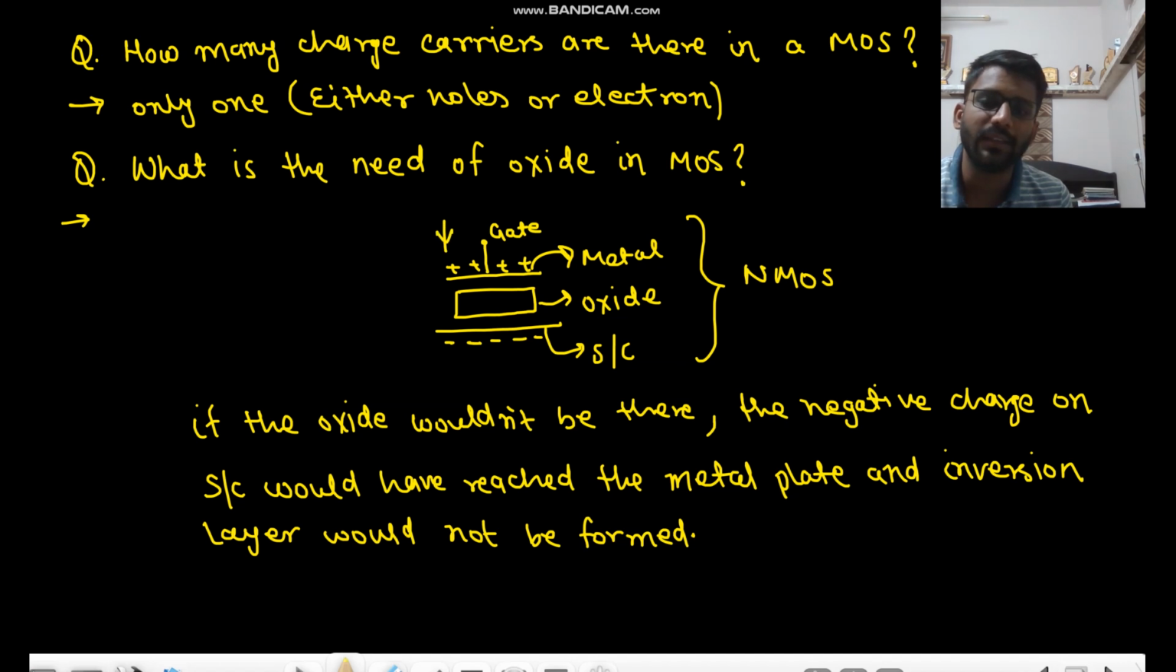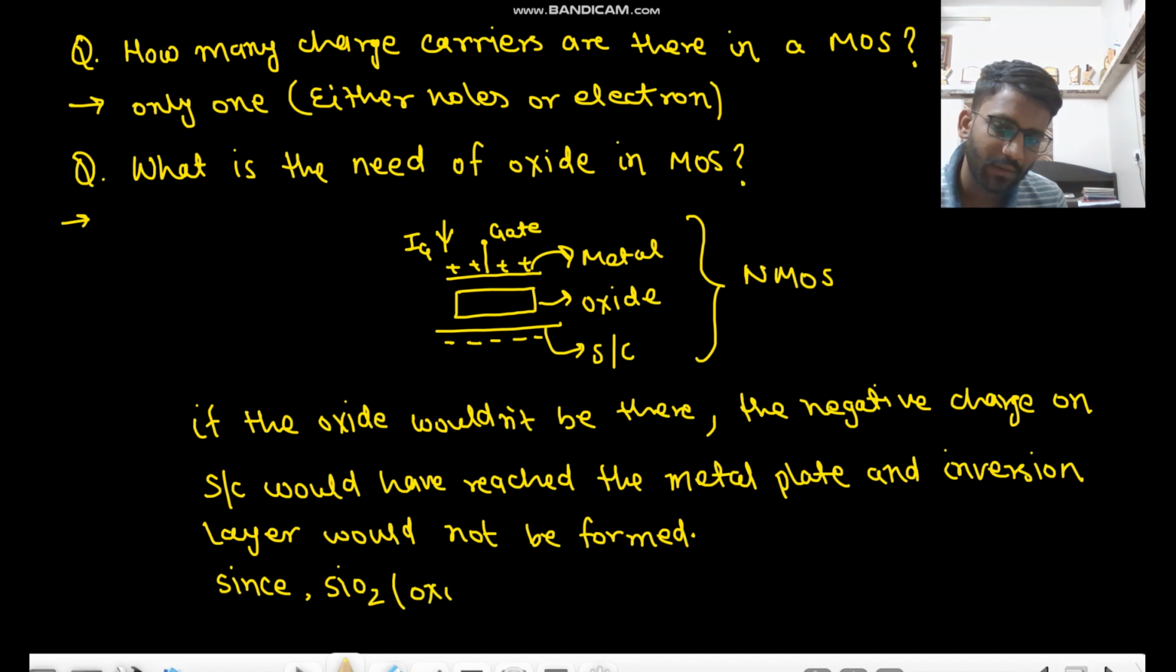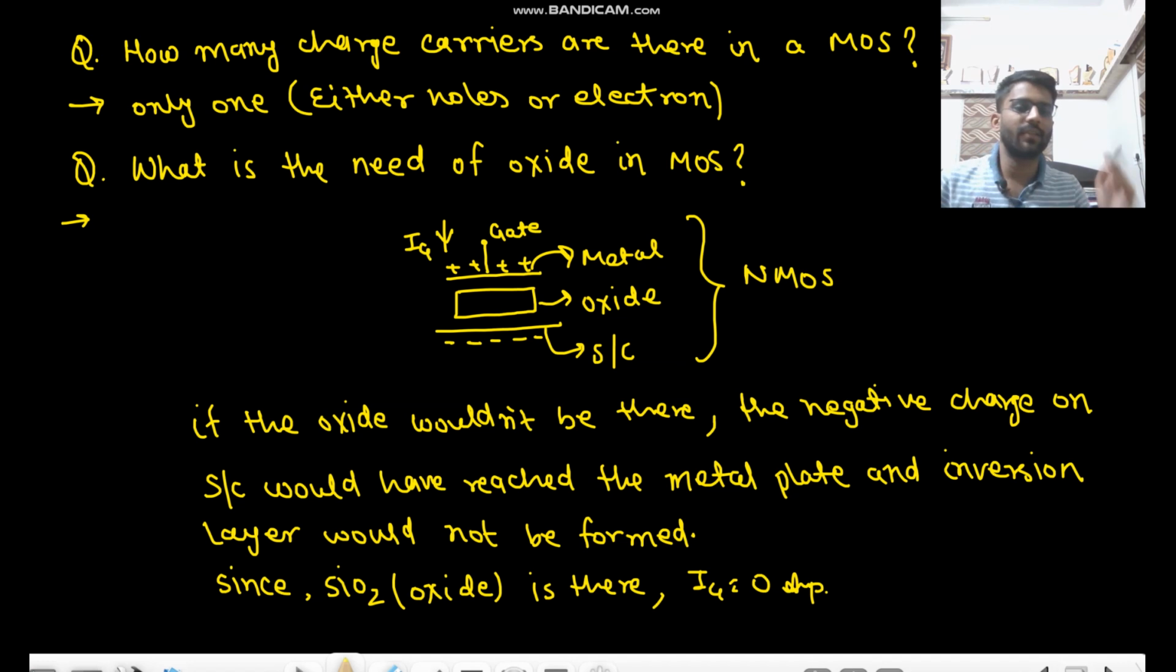Let us consider this is Ig. Since SiO2 or oxide is there, Ig equals 0 ampere. Input current in the MOSFET is 0. If the oxide wouldn't be there, the negative charge on the semiconductor would have reached the metal plate and the inversion layer would not be formed. Since SiO2 is there, the Ig current is 0 ampere. So this negative charge is not reaching the positive metal plate.